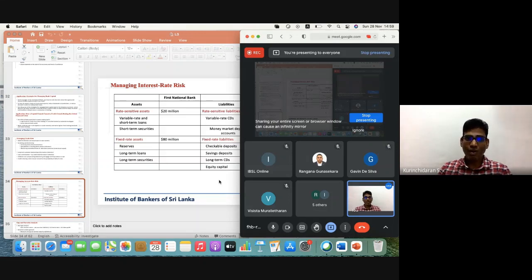Then all these assets and liabilities, you are going to reprice them. That means increase by 1%. When you have a positive gap, that means more assets, all the assets will have a 1% increase. When it comes to the positive gap, that means assets are more than the liabilities, you will have more profit. It's an interest rate increasing scenario.